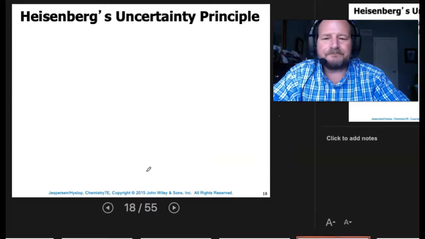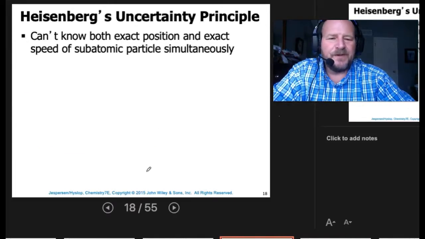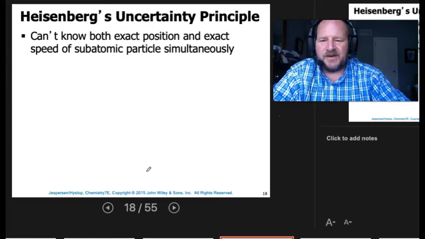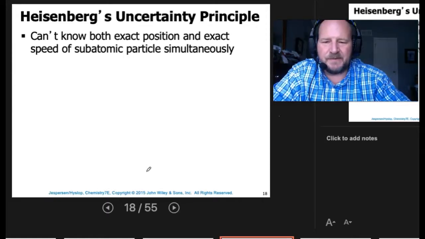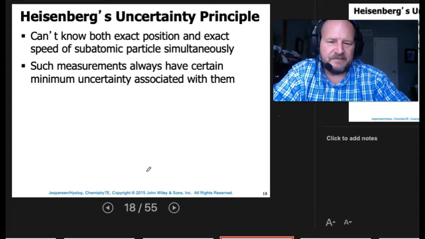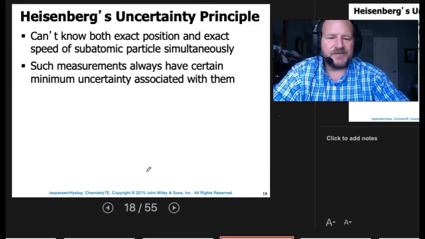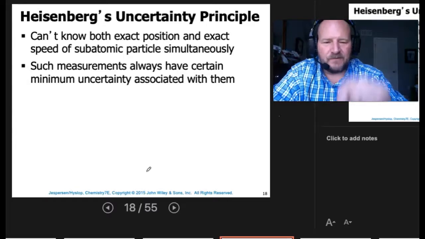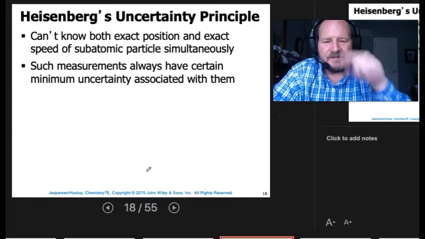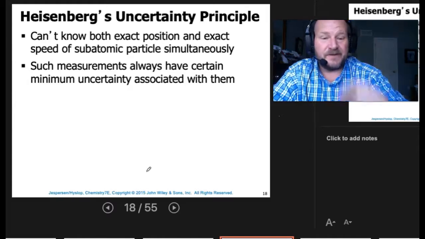All right, the next thing we're going to look at is Heisenberg's uncertainty principle. And what Heisenberg said was that you can't know both exact position and exact speed of subatomic particles simultaneously. Such measurements always have certain minimum uncertainty associated with them. So the problem is this. I have this little particle and it's moving around. And so what he's saying is if I want to know where that electron is, I have to use a particle to figure out where it is.